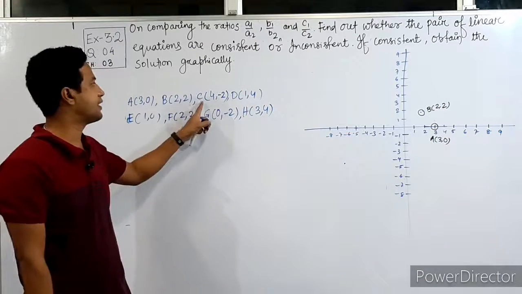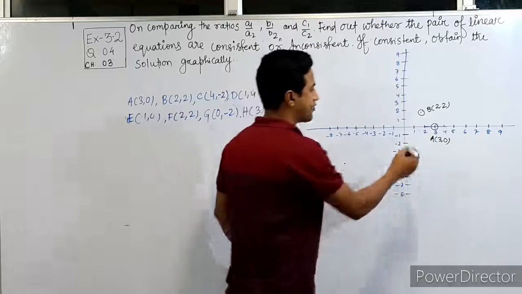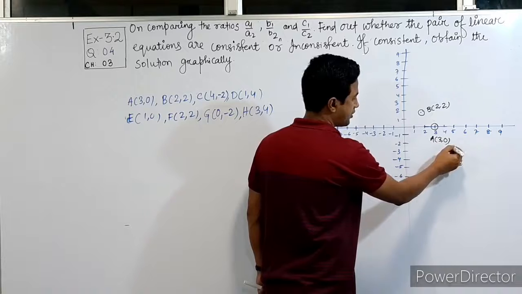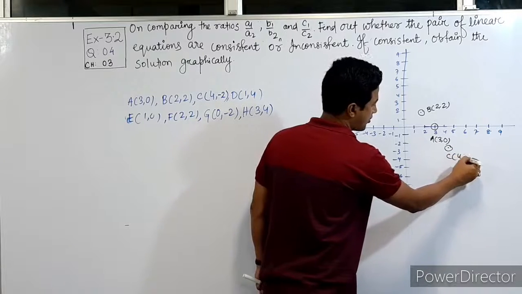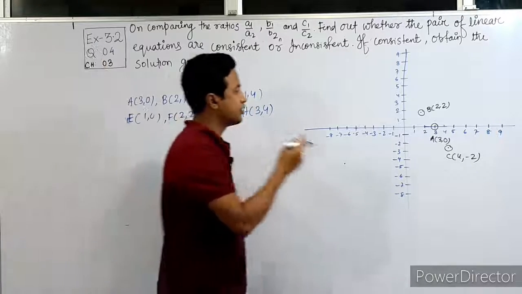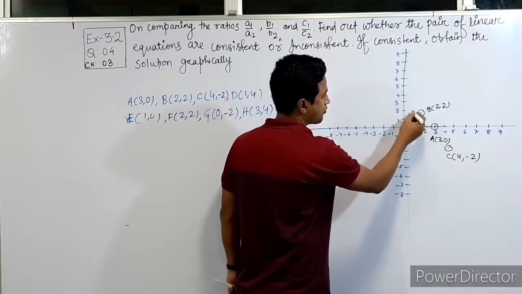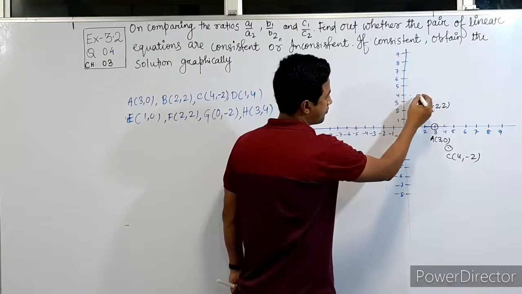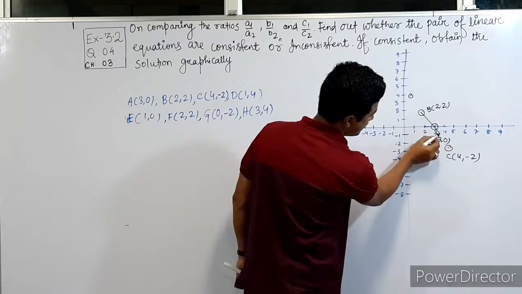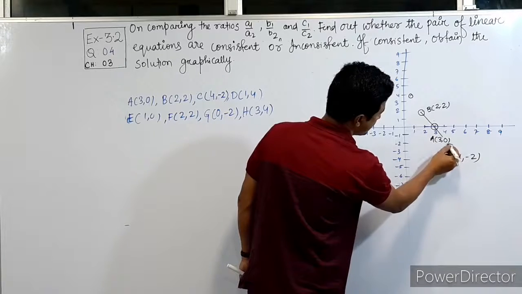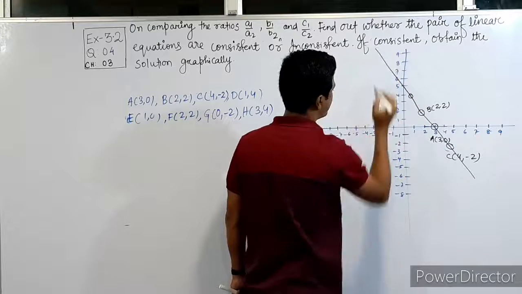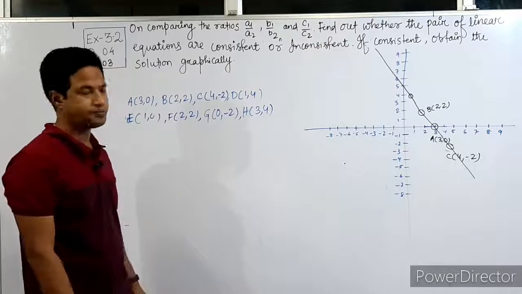Now let's go to the third point, that is C (4, minus 2). You start from here, 1, 2, 3, 4, then go down. This is the point C (4, minus 2). Now the last point, that is D (1, 4). Start from here, this is 1, then go up 1, 2, 3, 4. Now we have 4 points. Now join the points. When you join the points, you will get a straight line. This is the straight line you got for equation number 1.